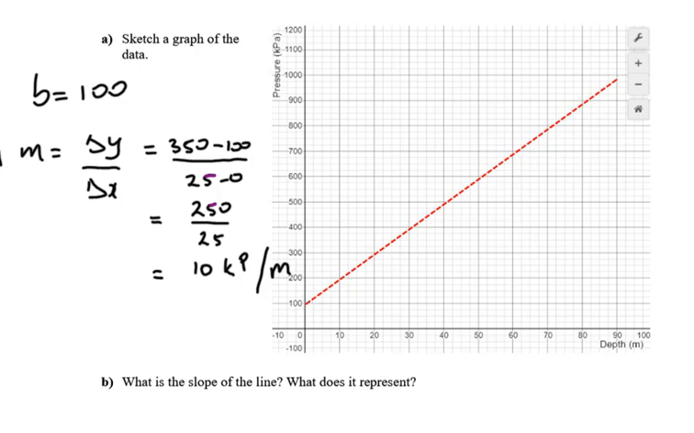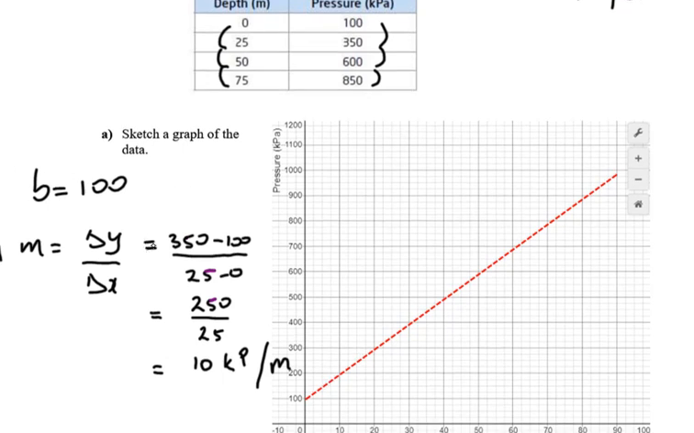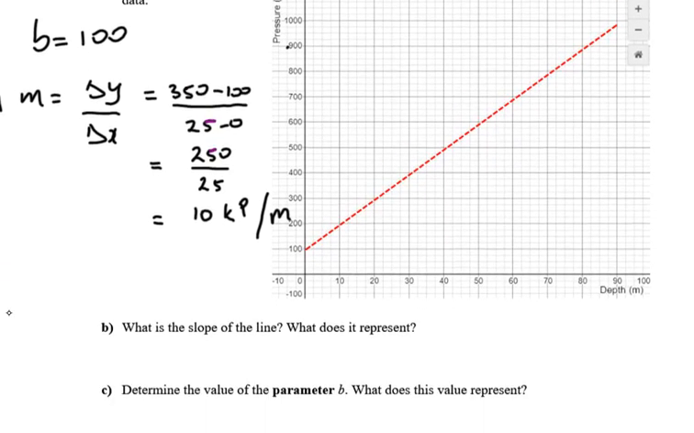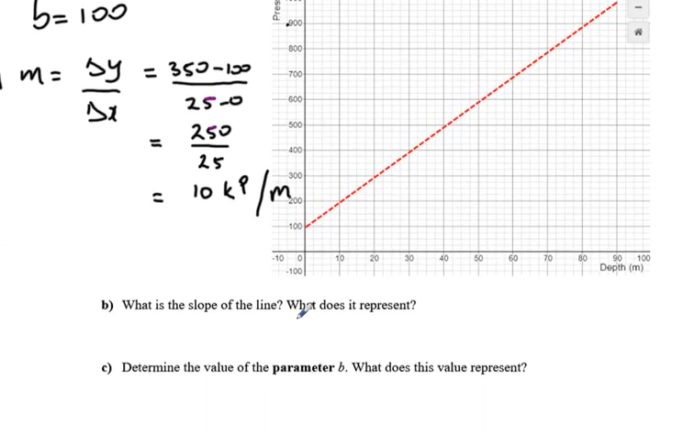I took some points from the table. The difference in the y values, I did 350 minus 100, and then I did my difference in the x values of 25, and that gave me a slope which is 10 kilopascals per meter. So, what does the slope represent? Well, the slope here is 10.